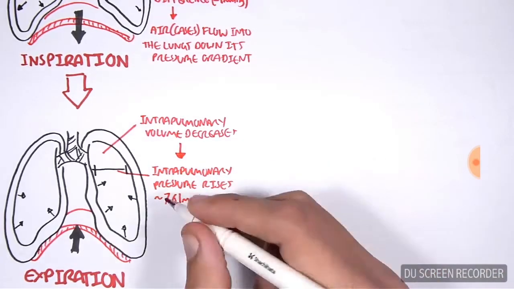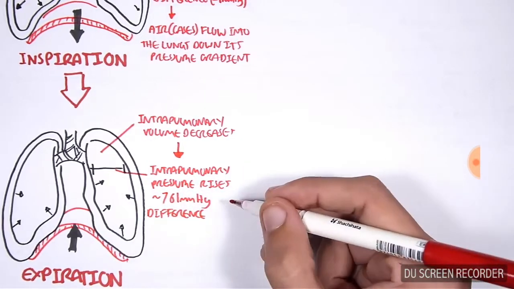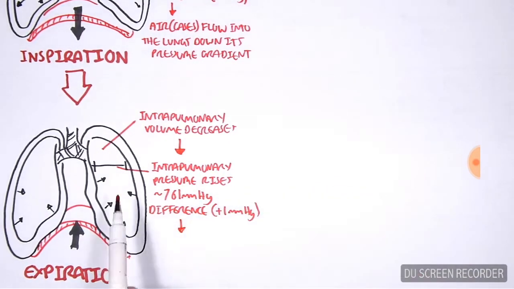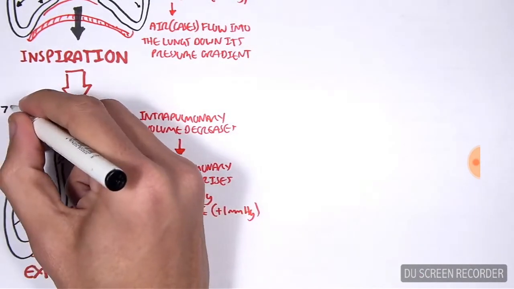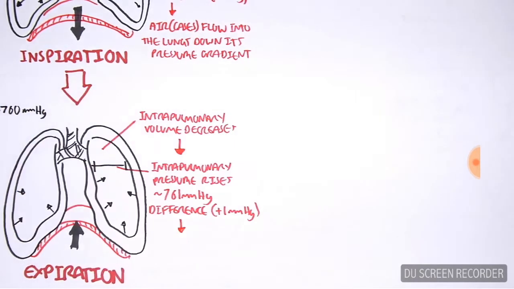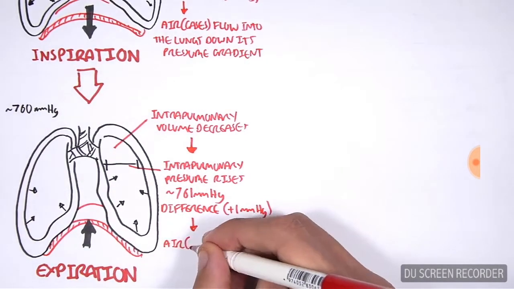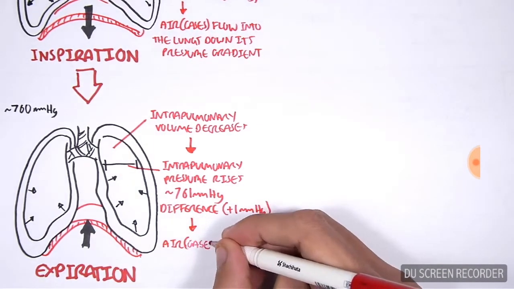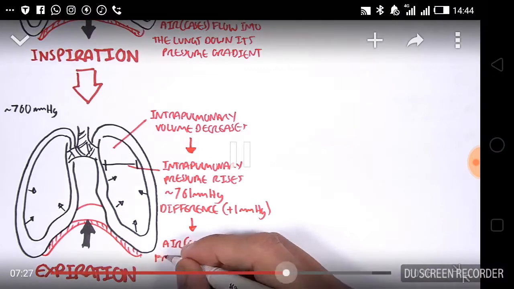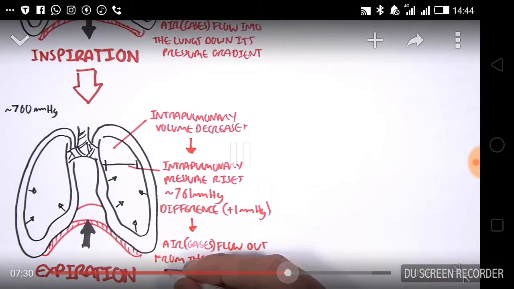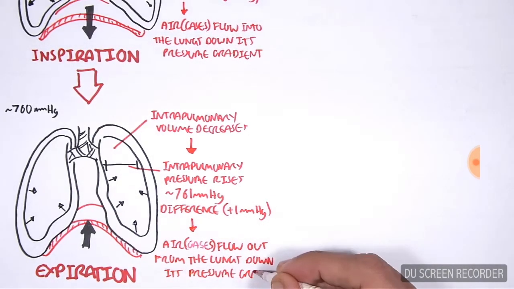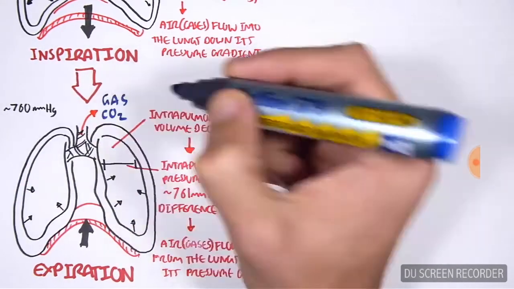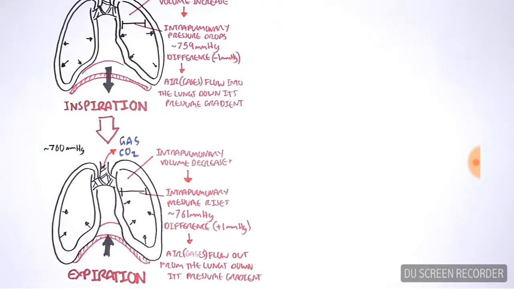And the intrapulmonary pressure will increase to 761 millimeters mercury, 1 above the atmospheric pressure. And so knowing the rule of gases, gases will move out from the lungs into the air outside, down its pressure gradient. Hope that makes sense. Then from expiration, we have inspiration again, and the cycle continues.